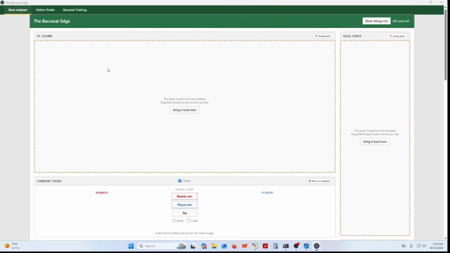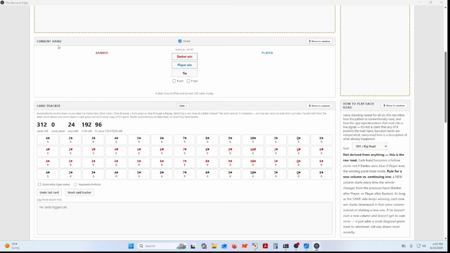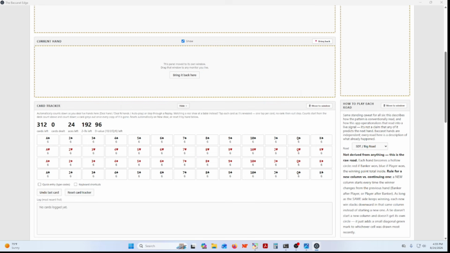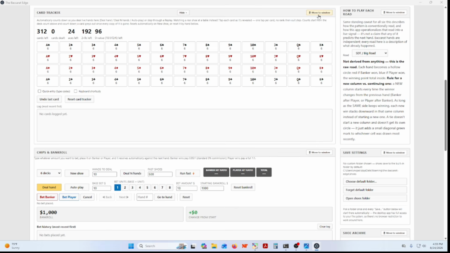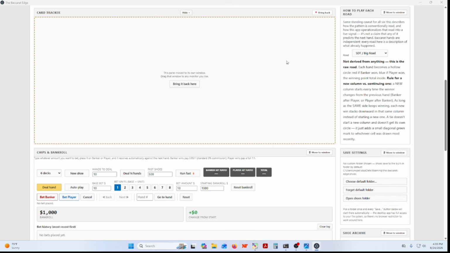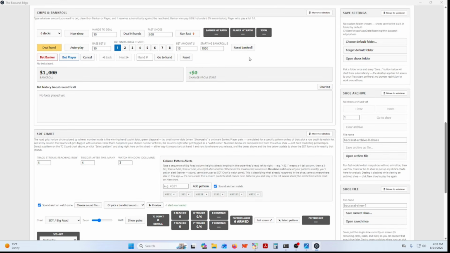Okay. So we took out the TC count. We'll come back to that and show you how it works. We took out the stats, right? The current hand. Let's take that out. Let's move this to the side. Move that to the side for a second. Okay. The card tracker. We're going to take the card tracker out. We're going to put that to the side. All right.